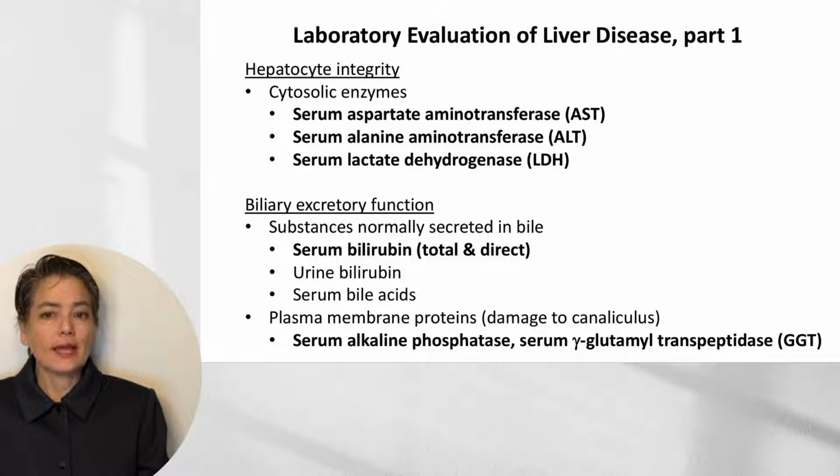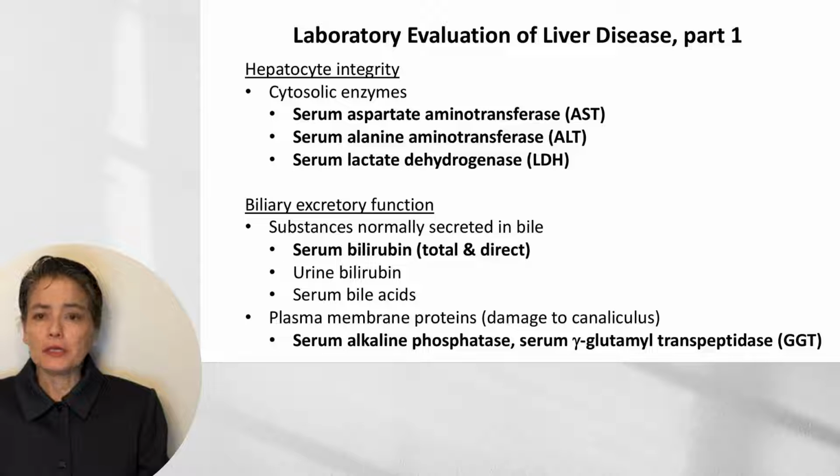Now, another test that can be done, which is less common, is urine bilirubin. However, this is an easy to perform test in the clinic. It's a simple dipstick and may be the first indication that additional tests are necessary. In addition, we can test for serum bile acids.